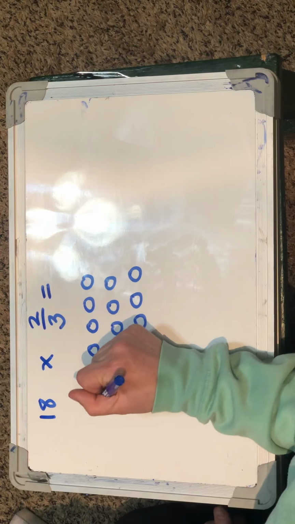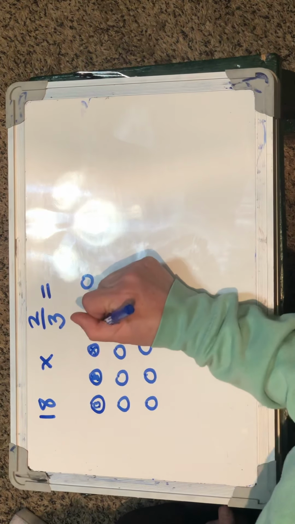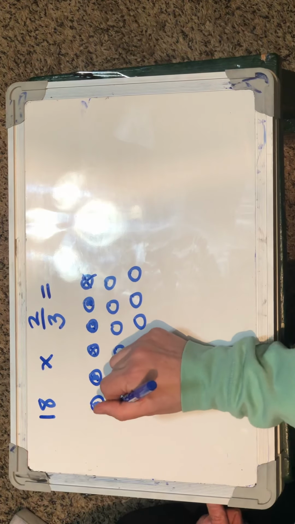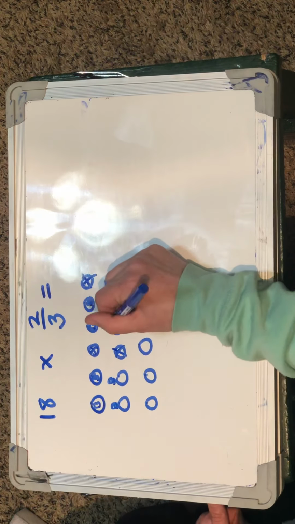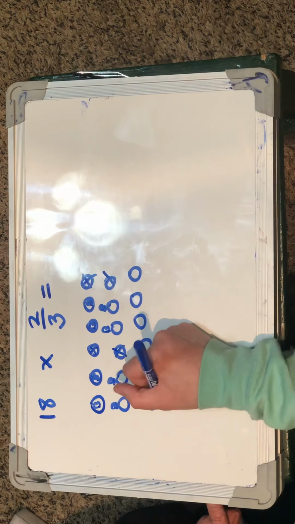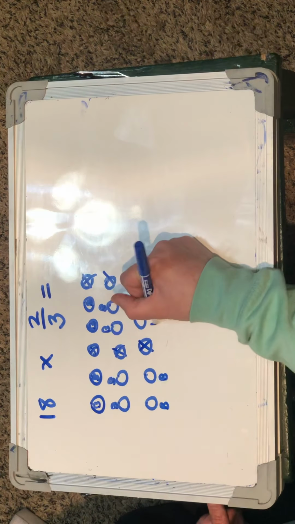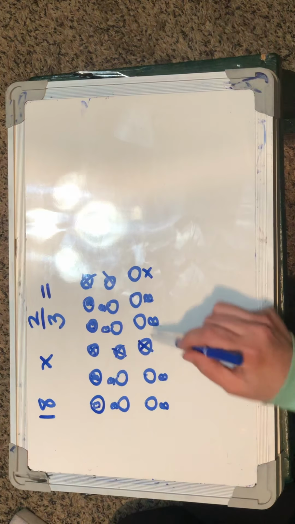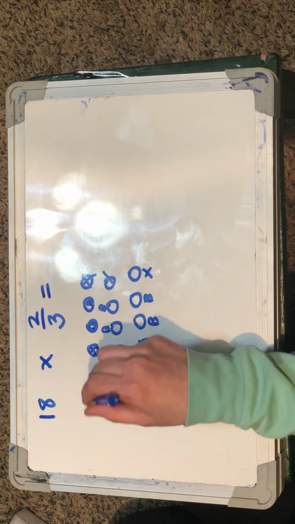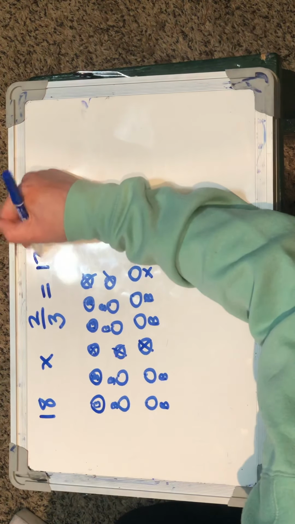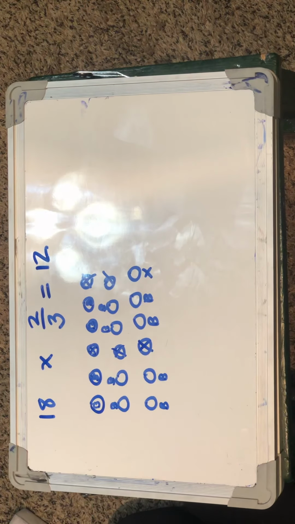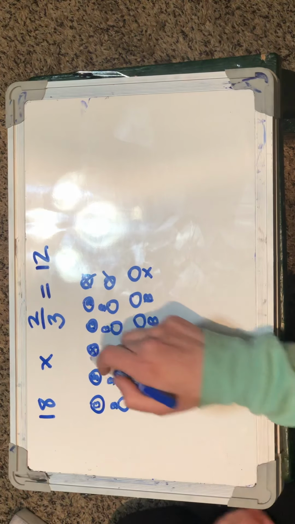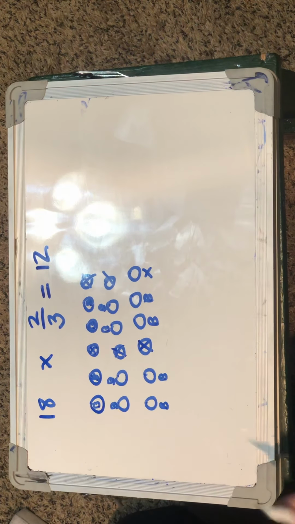So I could say butterscotch, butterscotch, no. Butterscotch, butterscotch, no, right? Continuing that pattern all the way through. Okay? So I have 1, 2, 3, 4, 5, 6, 7, 8, 9, 10, 11, 12 butterscotch candies. Because of his 18, 2 out of every 3 were butterscotch. That means that 1 out of every 3 was not. Now let's solve.